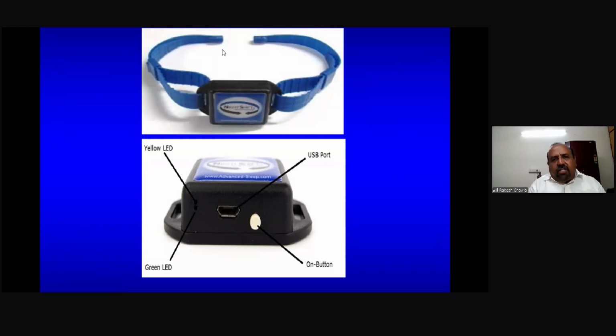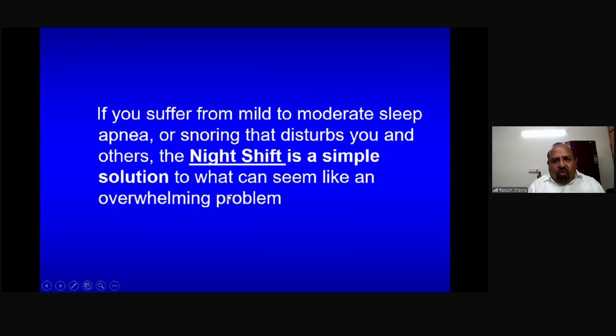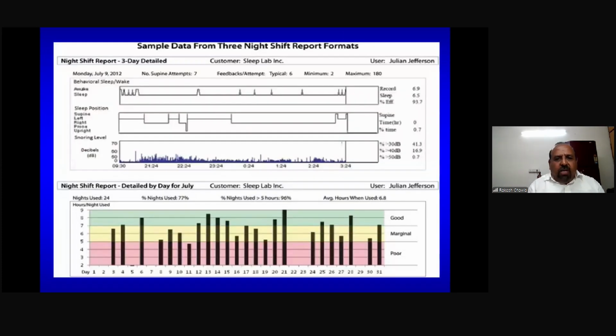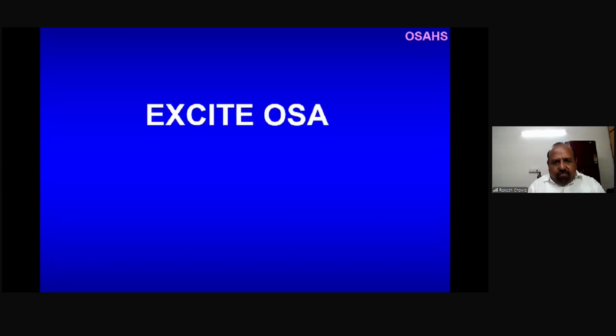This is how it looks like. These are two magnetic buttons. This is the charging cable and the download data port, and you use it. It is a wonderful equipment. If you suffer from mild to moderate sleep apnea, night shift is a simple solution which seems to look after this problem. This is data you download, getting a software when you are buying this kind of a device: the number of hours of sleep, when you get the disturbance, how many times you have changed the position, all information is there.